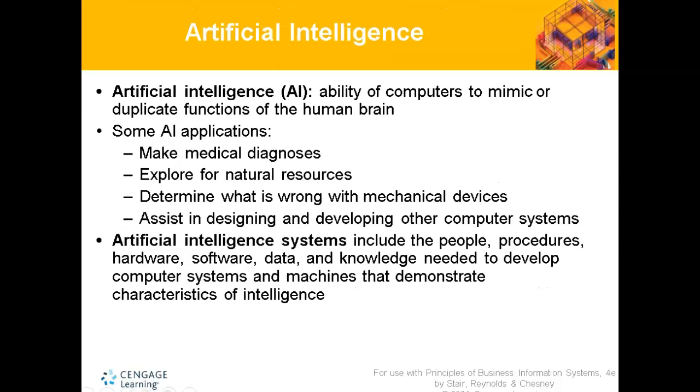Now, artificial intelligence, what is it? Artificial intelligence is the ability of a computer to be like a human, basically, right? So, it can do a lot of stuff. Now, artificial intelligence systems include people, hardware, whatever, but they basically do a lot of stuff that is very, very similar to what a human can do.